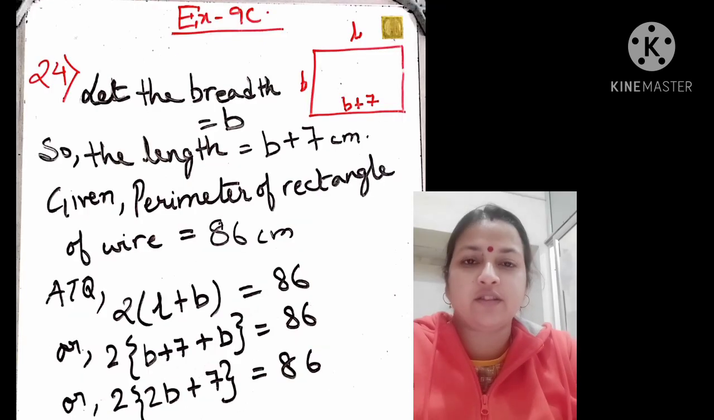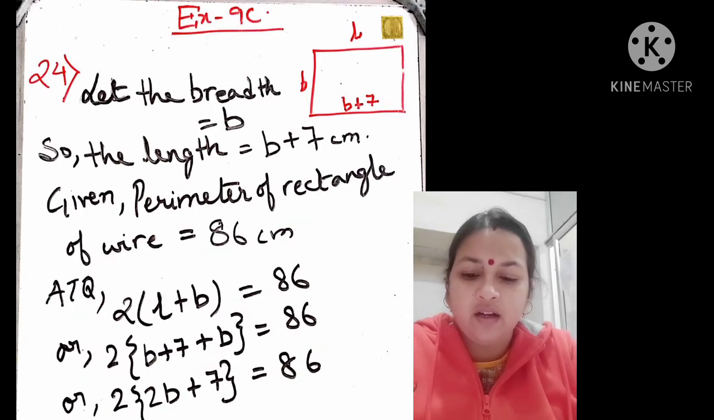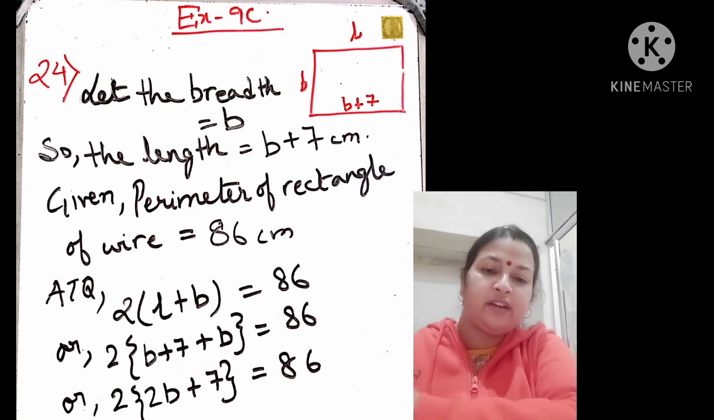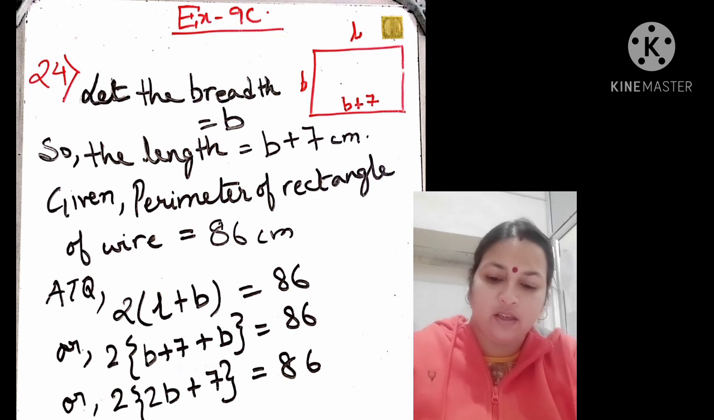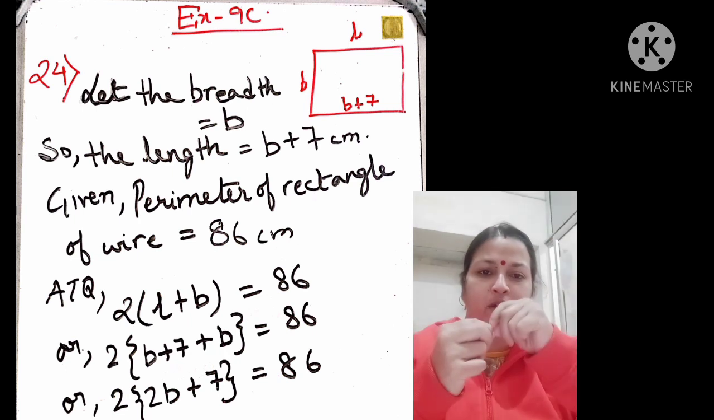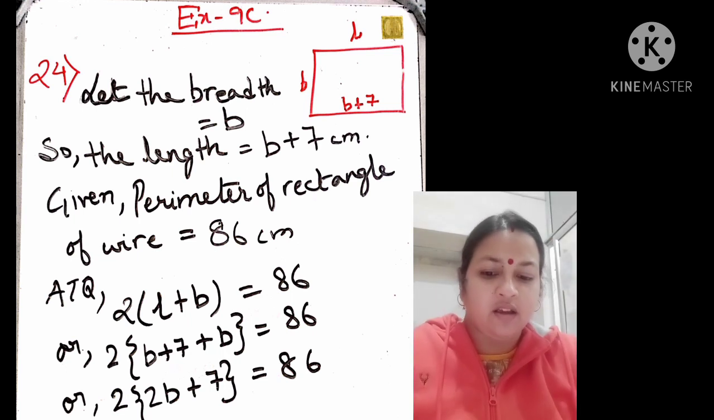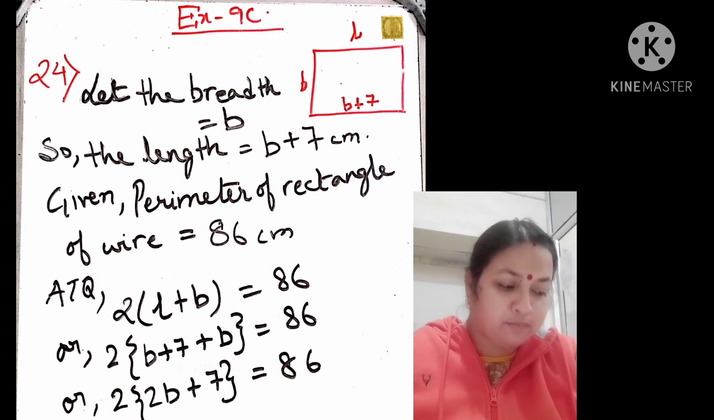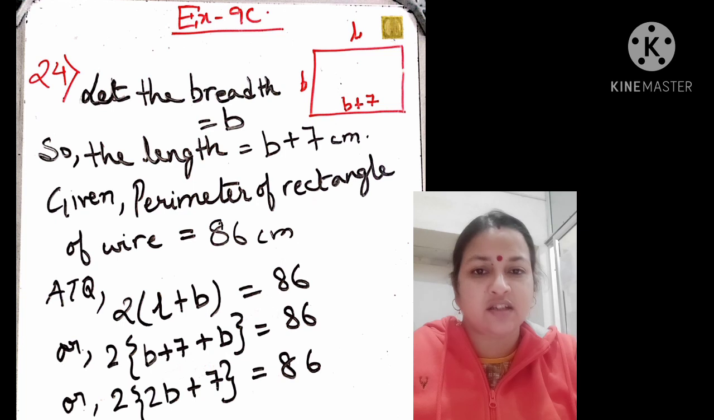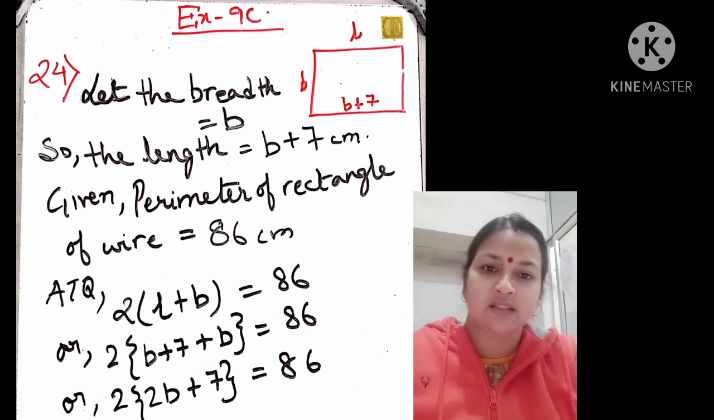Okay. Come to the next question. Question number 24. A wire of length 86 centimeter is bent in the form of a rectangle such that its length is 7 centimeter more than its breadth. Find the length and breadth of the rectangle so formed. Okay, so now there is a straight wire which has been bent in the form of a rectangle. So here we have to first take the breadth. So let the breadth be b. So what is the length? Length is 7 centimeter more. So length will be b plus 7 centimeter.